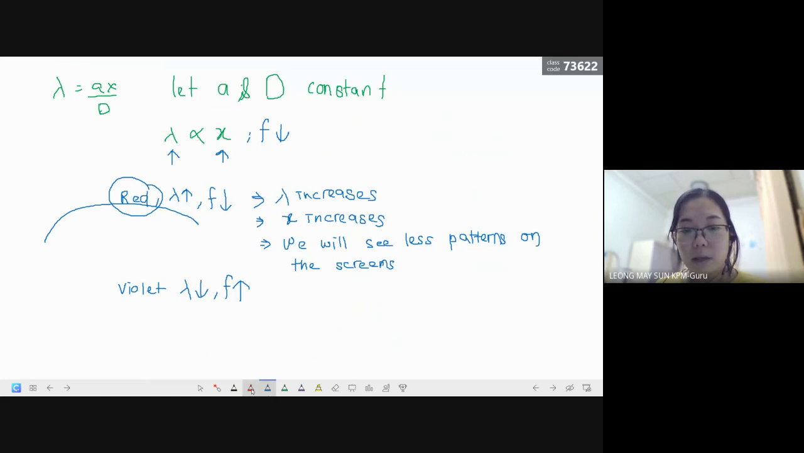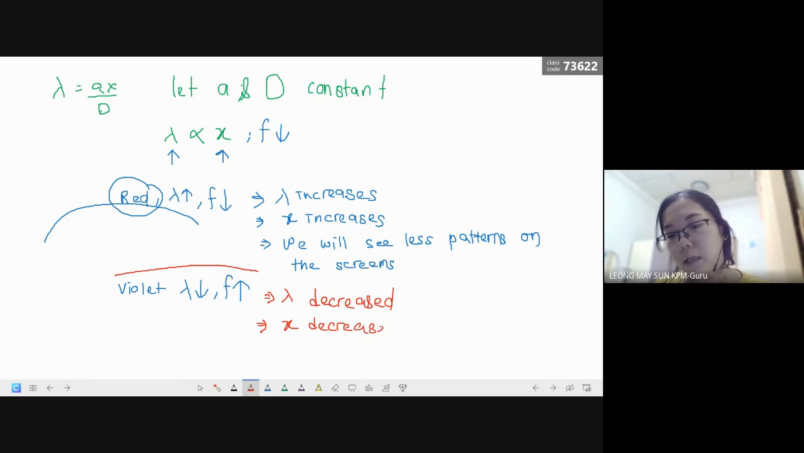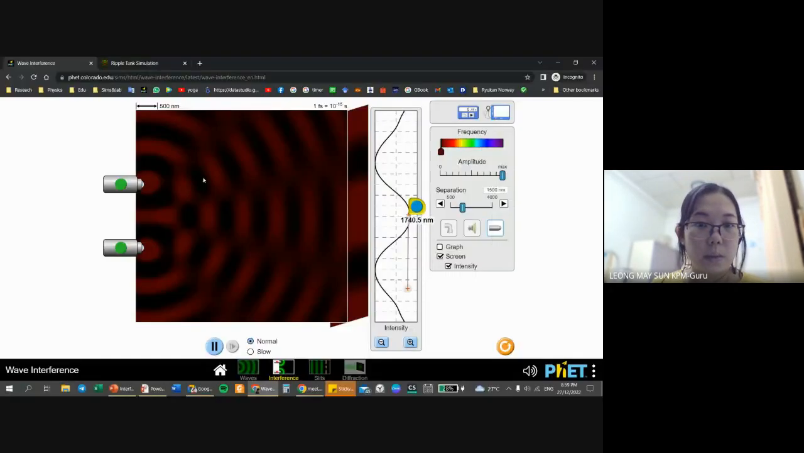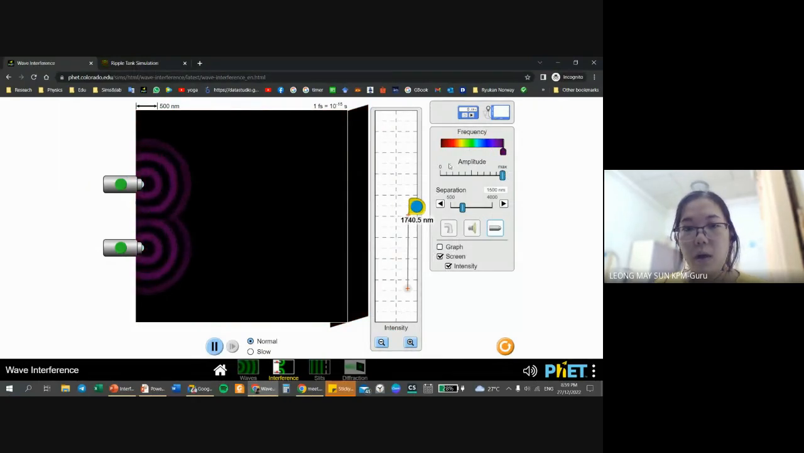So let's look at violet. Let's analyze with violet. When we change to violet, the wavelength decreases and the frequency of the light wave increases. So lambda decreases, and our x value will decrease. When the x value decreases, we should see more patterns on the screen. So let's see whether this hypothesis coincides or not. I'm going to go all the way to violet right now.